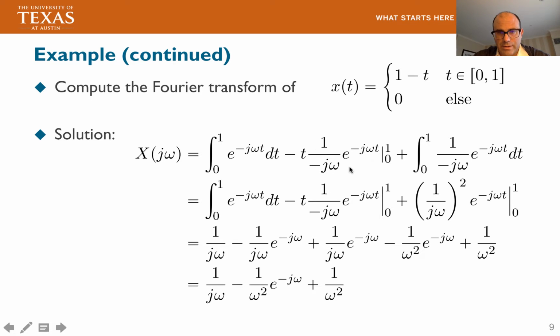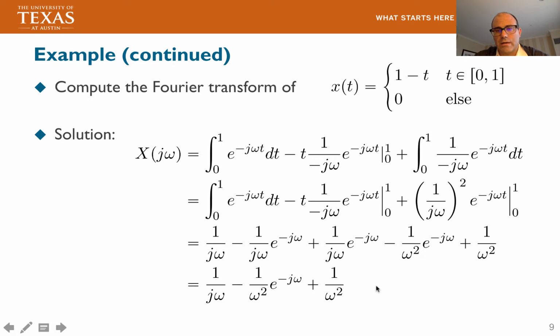Using integration by parts on the second term, we get minus t times 1 over minus j omega e to the minus j omega t evaluated at 0 and 1, and the integral from 0 to 1 of minus 1 over minus j omega e to the minus j omega t, which becomes, with some more math, 1 over j omega squared e to the minus j omega t. So the j's cancel, and that becomes plus 1 over omega squared. Evaluating this integral and simplifying, we get 1 over j omega minus 1 over omega squared e to the minus j omega plus 1 over omega squared.